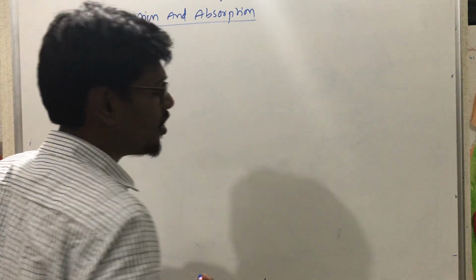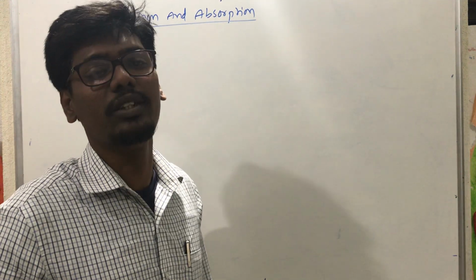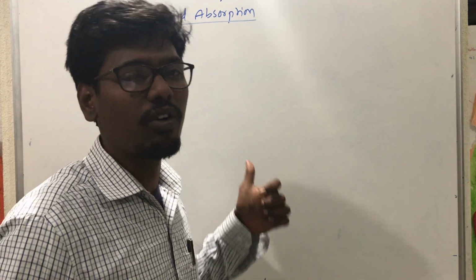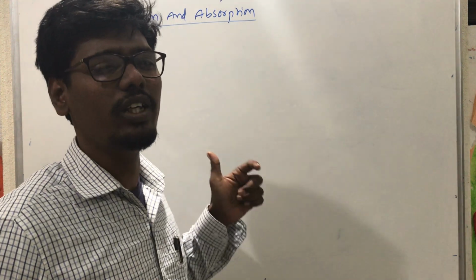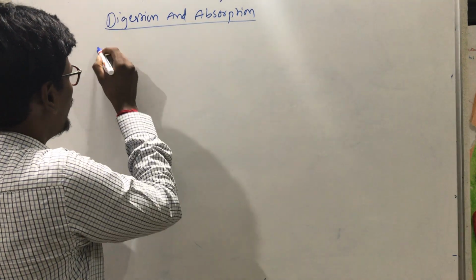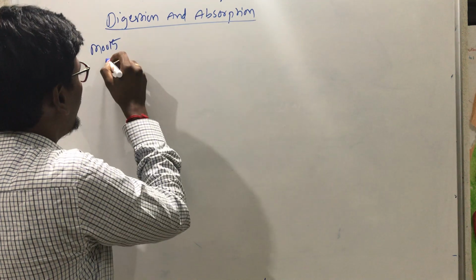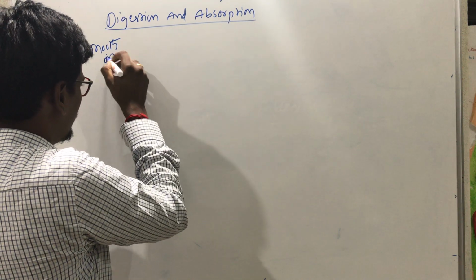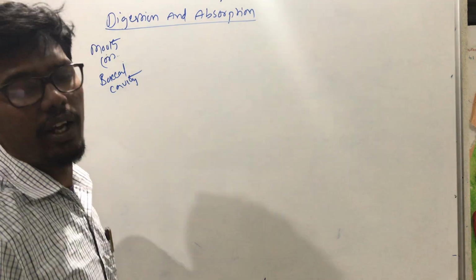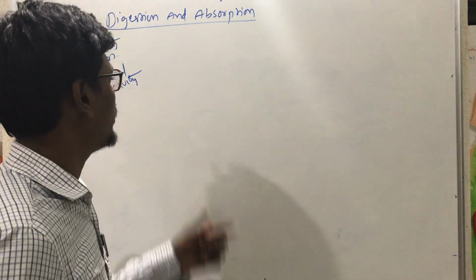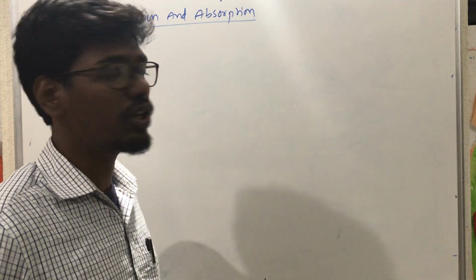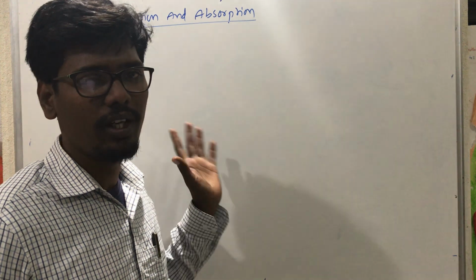Absorption. So, what glands are present inside or outside, supporting digestion? The first we have to see is the mouth or buccal cavity. So what glands are associated with the buccal cavity to help digestion? Now we will discuss that.